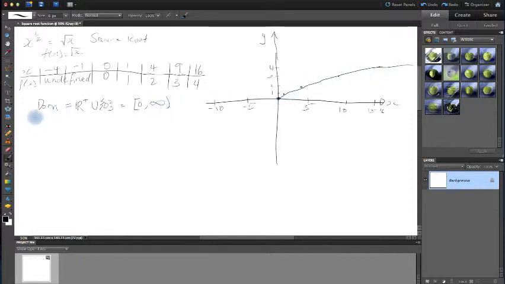And our range is actually exactly the same. See, it starts at 0. We can't have negative results, and it can actually keep going as high as we like, but it goes there sort of increasingly slowly. So our range is the exact same as our domain.